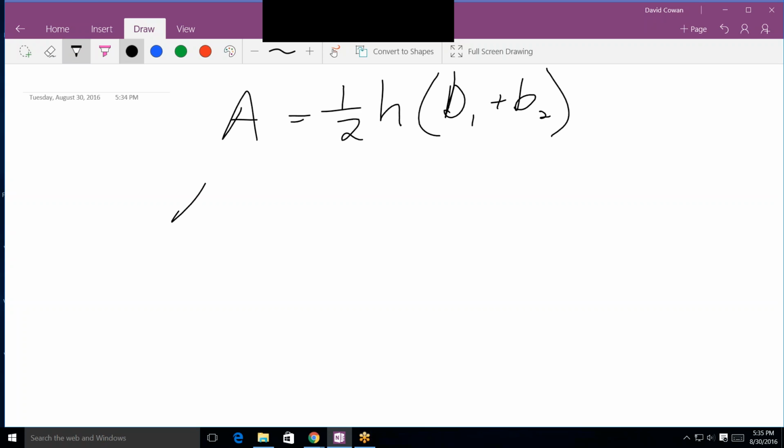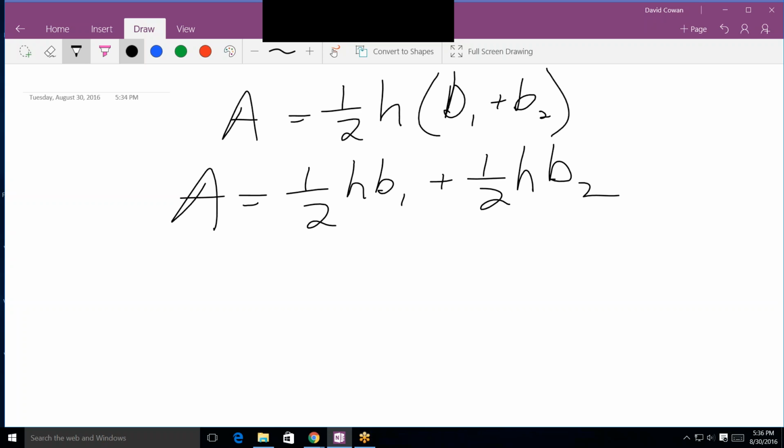So you get A equals what? I have really no clue. When you're getting rid of parentheses, what you're doing is multiplying this 1/2 h times each term that is in the parentheses. So okay, if I multiply it by the b1, I get 1/2 h b1. When I multiply it by the b2, I get 1/2 h b sub 2. Okay?